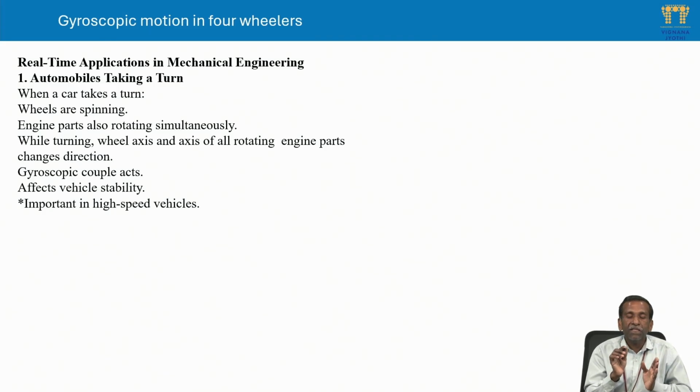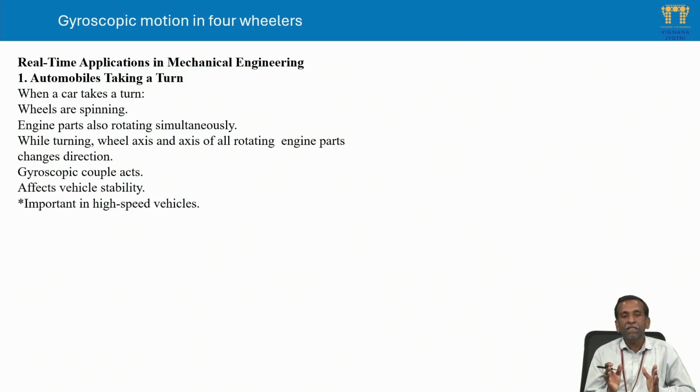We have seen the application of this gyroscopic effect and gyroscopic couple in ships, marine engineering, as well as in aircraft. Now we are going to see it in automobiles. In automobiles, the calculation of gyroscopic couple involves the condition that, taking four-wheelers, none of the wheels should lift off from the ground. What does it mean? The reaction by the ground on the wheels must always be positive.